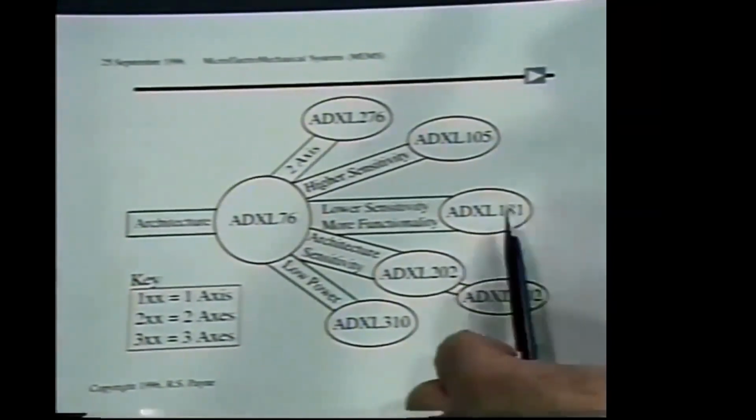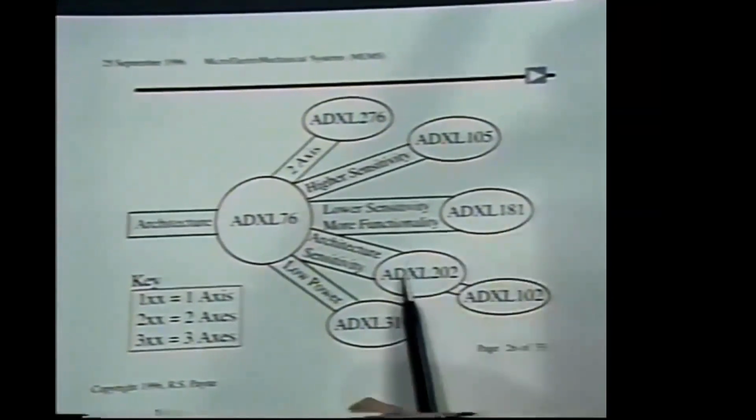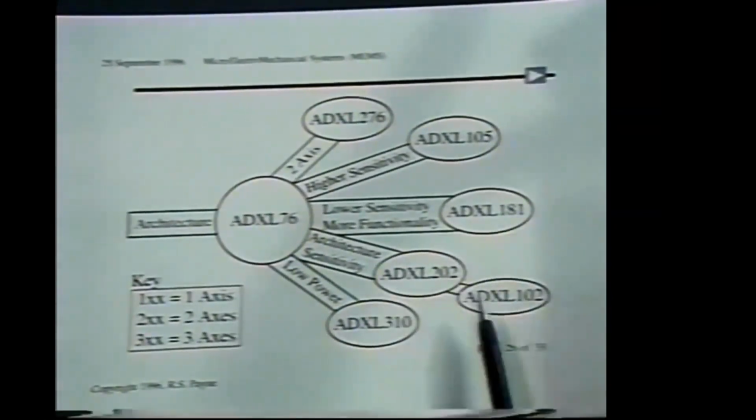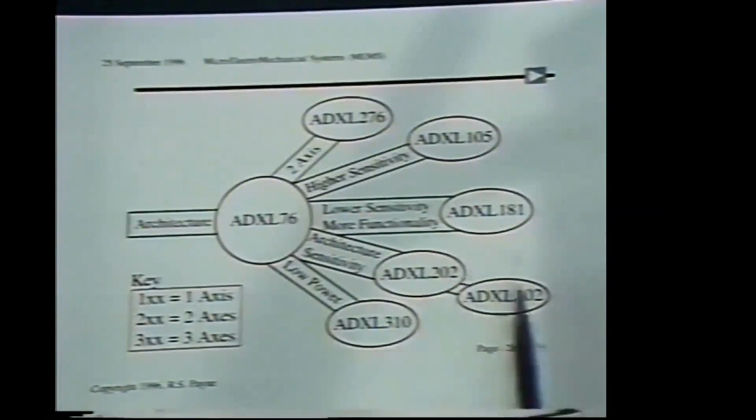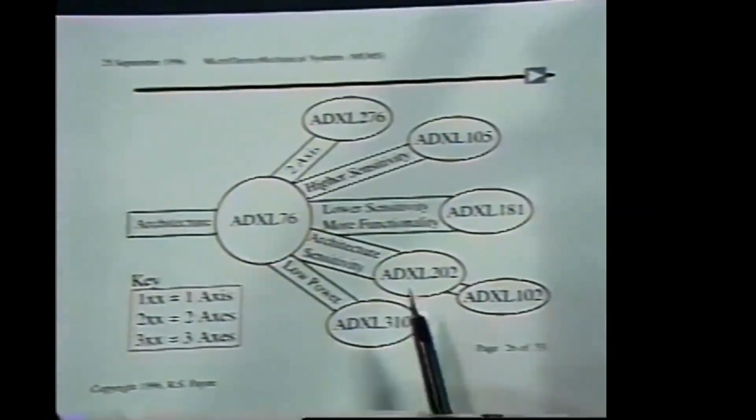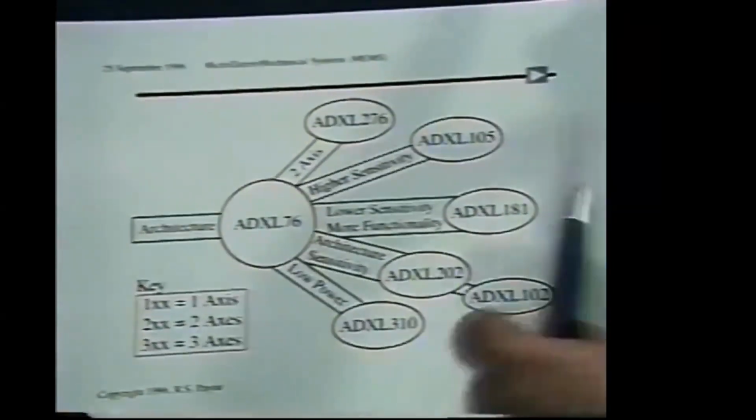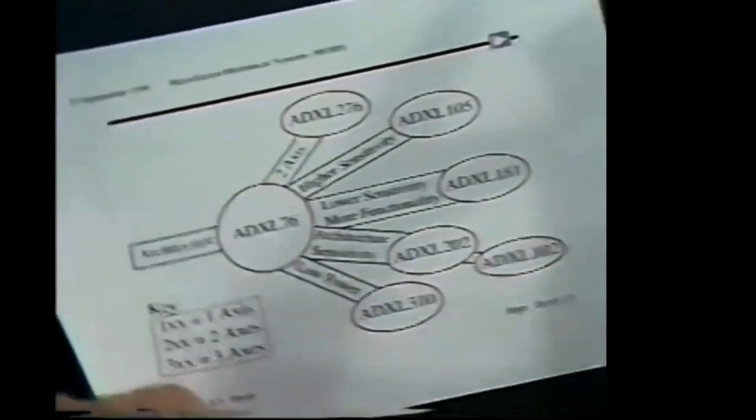The 202 is designed specifically for tilting, measuring the tilt of platforms, especially toys and games. There's a single-axis version thereof. And the 310 is actually a microwatt accelerometer, which is all 3 axes measured on the same chip.